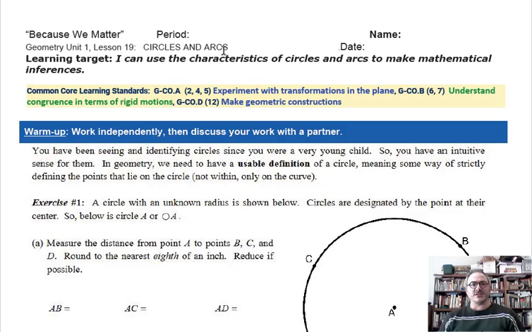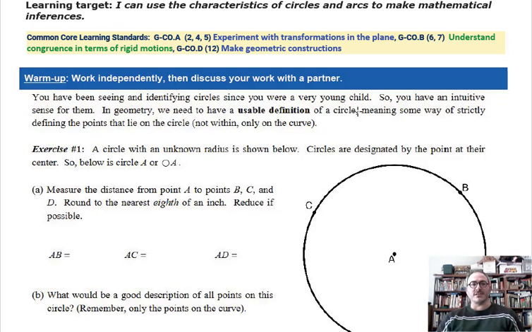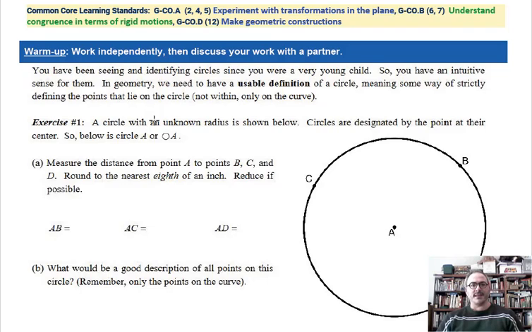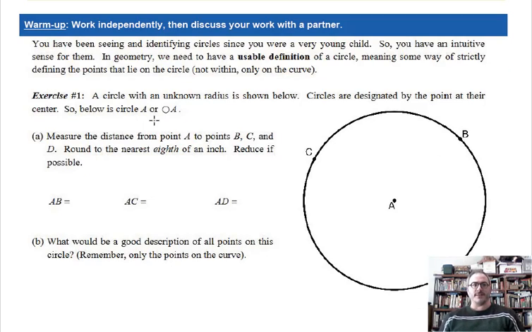We're going to start doing some circles and some arcs. We've done a little bit with circles, especially with construction so far, and we're going to continue on with our studies of circles. The learning target today: I can use the characteristics of circles and arcs to make mathematical inferences. We're going to use what we know about circles and arcs to make mathematical inferences today. That's what you're going to be responsible for learning today.